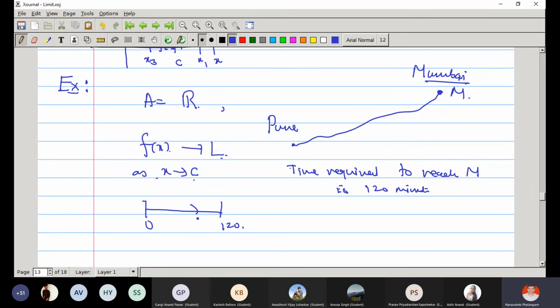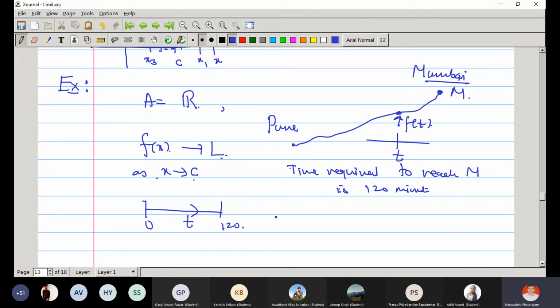Right. That means my function is a position on the road. Suppose I am at this point at time t, my position is f of t. Do you understand this? So at time t, my position is f of t on the road.